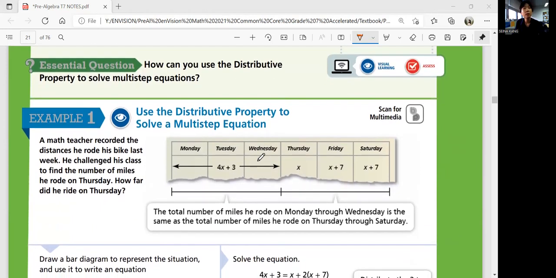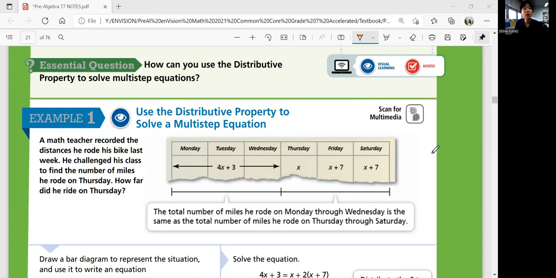How can you use the distributive property to solve multi-step equations? Example 1. Use the distributive property to solve a multi-step equation. A math teacher recorded the distances he rode his bike last week. He challenged his class to find the number of miles he rode on Thursday. How far did he ride on Thursday? Thursday is represented as x. Monday through Wednesday, he had 4x plus 3. And then Friday, x plus 7, Saturday, x plus 7.